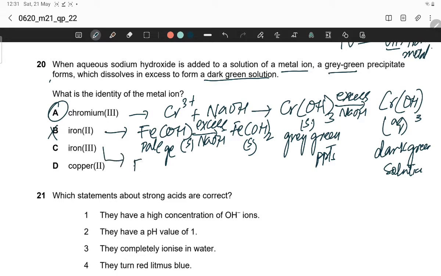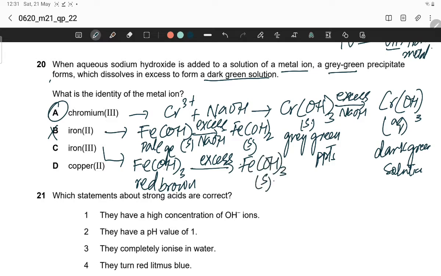Iron 3 hydroxide forms a red-brown precipitate, which remains insoluble with excess sodium hydroxide. Copper forms a blue precipitate, copper 2 hydroxide, Cu(OH)2, and remains insoluble with excess sodium hydroxide. So A option is correct.